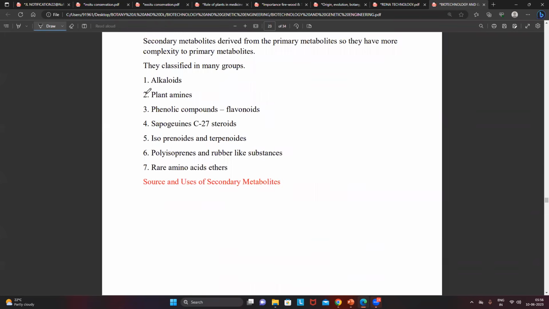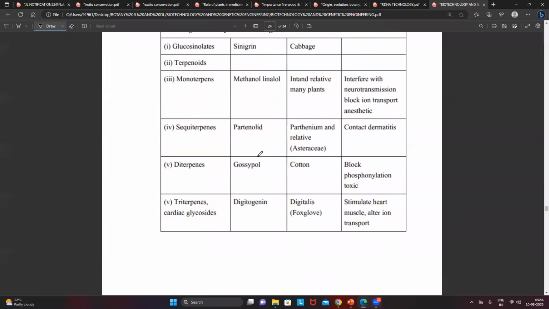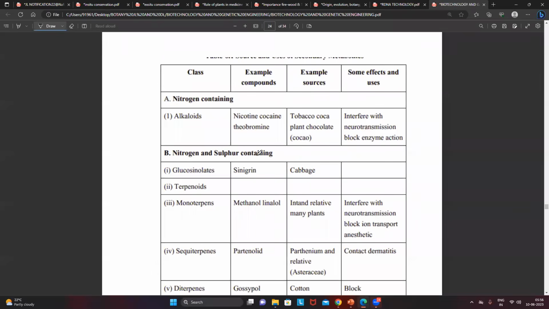What you have to do, see here: these are all the different types of secondary metabolites present in the plant: alkaloids, amines, phenols, steroids, isoprenoids, polyisoprenes. How do you remember? This is also very difficult. So I have made everything in the form of a table. If you learn this table by heart, that is enough.